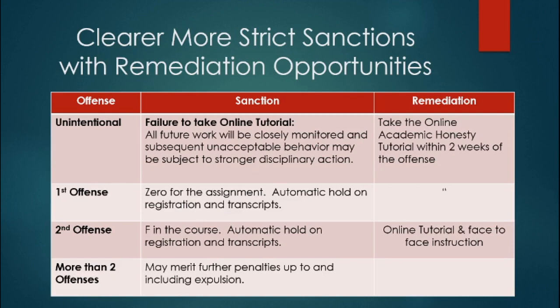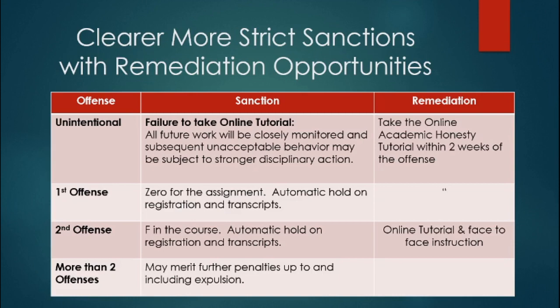Now the first offense, intentional offense, is the student will get a 0 on the assignment, that's a sanction, plus an automatic hold on their future registration and transcripts. They're also required to take the online academic honesty tutorial within 2 weeks of the offense.